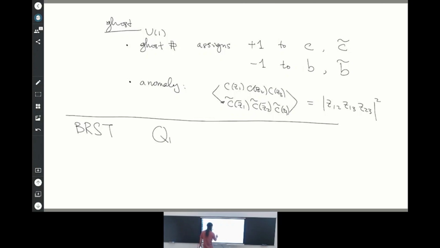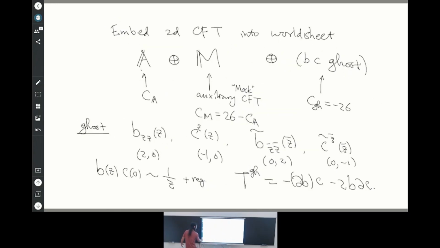such that there's a nilpotent BRST operator QB, which is written as the integral of a BRST current, a holomorphic current, plus the anti-holomorphic counterpart, where this JB, the BRST current, is C ghost times the matter stress energy tensor. So by this Tm, I mean the T matter. By matter, I mean A plus M. So this is what I call the matter part of this worldsheet CFT.